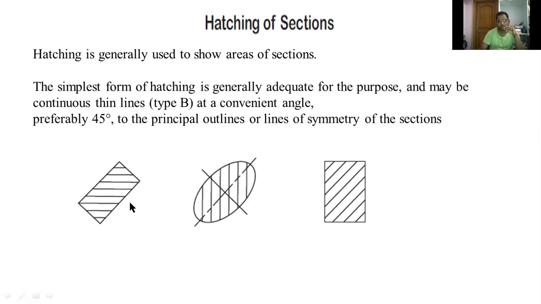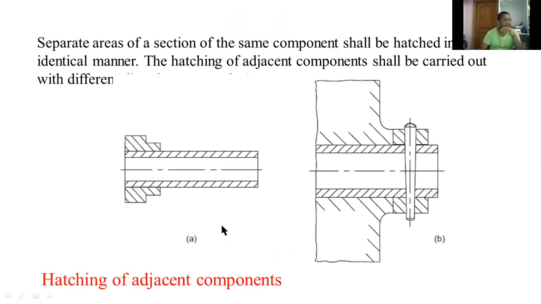The simplest form of hatching is generally adequate for the purpose and may be continuous thin lines at a convenient angle, preferably 45 degrees to the principal outlines or lines of symmetry of the sections. These are the preferred hatching angles. Now this is the example for hatching.